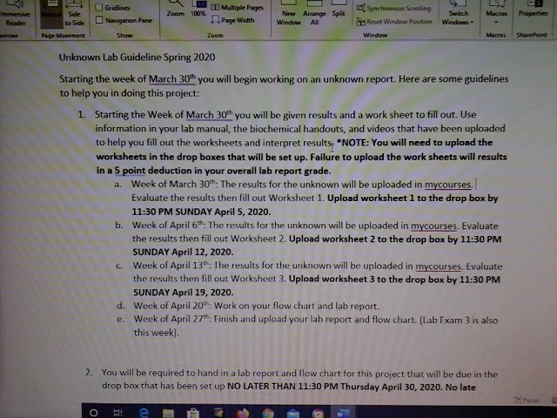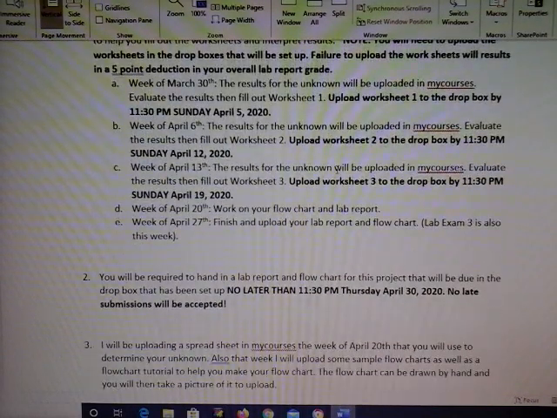So each worksheet is going to have to be uploaded to a Dropbox, and if you don't do that, there's going to be a 5-point deduction from your overall grade. So starting this week, I will be uploading results for you guys in my courses, and then a worksheet. The first worksheet, number 1, needs to be filled out and then put in the Dropbox by Sunday, April 5th.